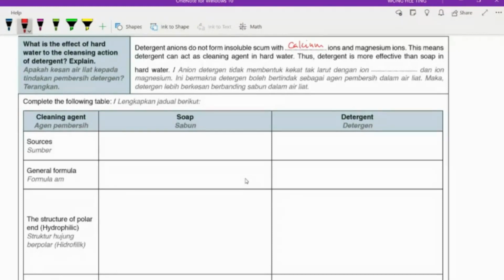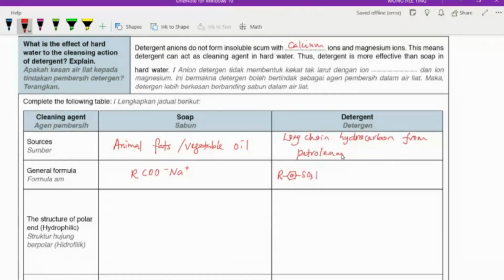Soap and detergent. Where is the source? Soap, where is the source, class? It comes from animal fats or vegetable oil. So where does the detergent come from? Another one is ROSO3Na. Here you just need to focus on the functional group. This one is SO3, this one is OSO3.